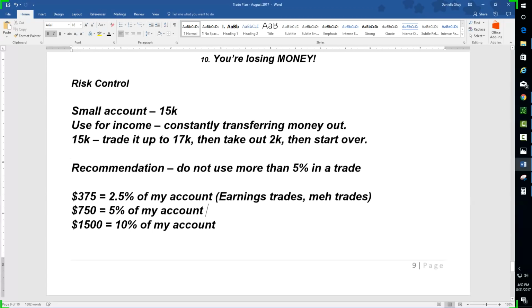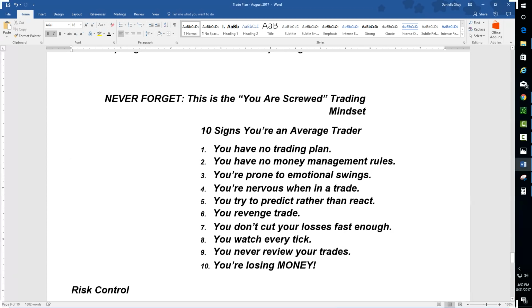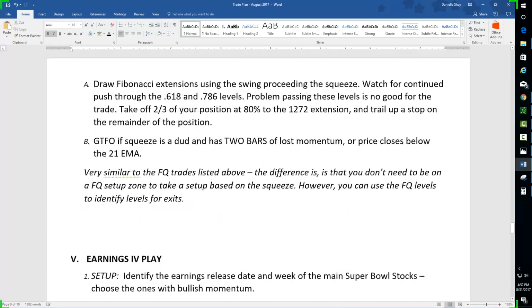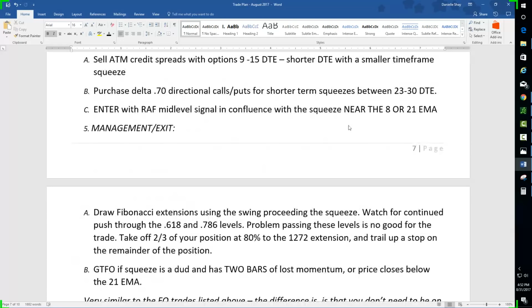Let's see. Just reading it over one more time, making sure it's all good. Okay, there we go. My trading plan link. So feel free to download that. And yeah, I hope this helped you guys.